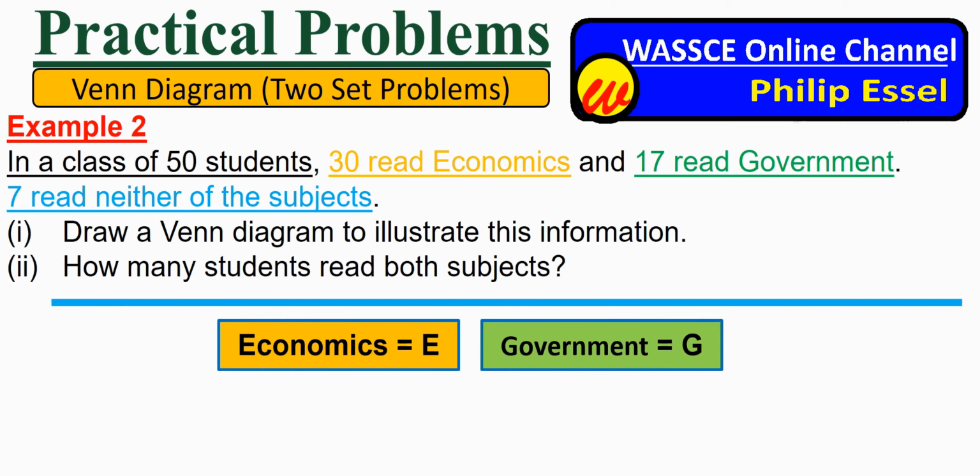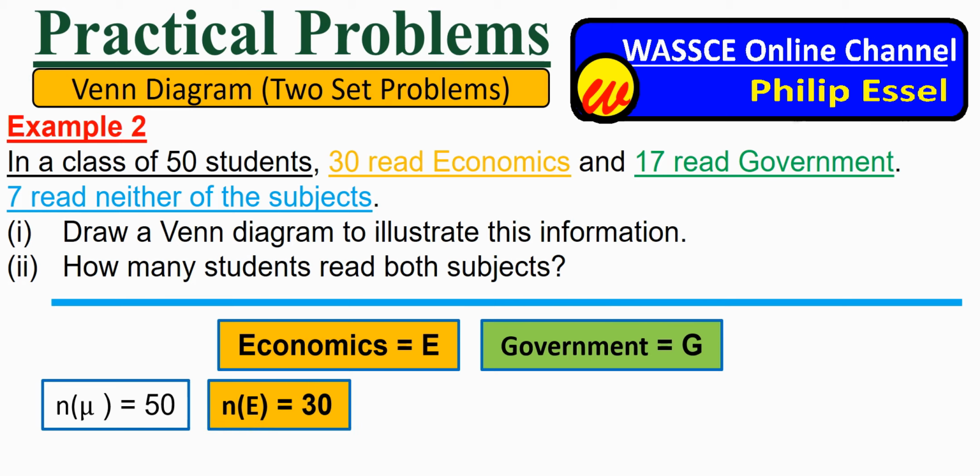Also in this class, we are told that the total number of students is 50. Therefore, this total number of students in the class will be represented by n(universal) equals 50. Again, the number of students in the class who read economics is 30. So let's write this information down. Number of economics students equals 30.